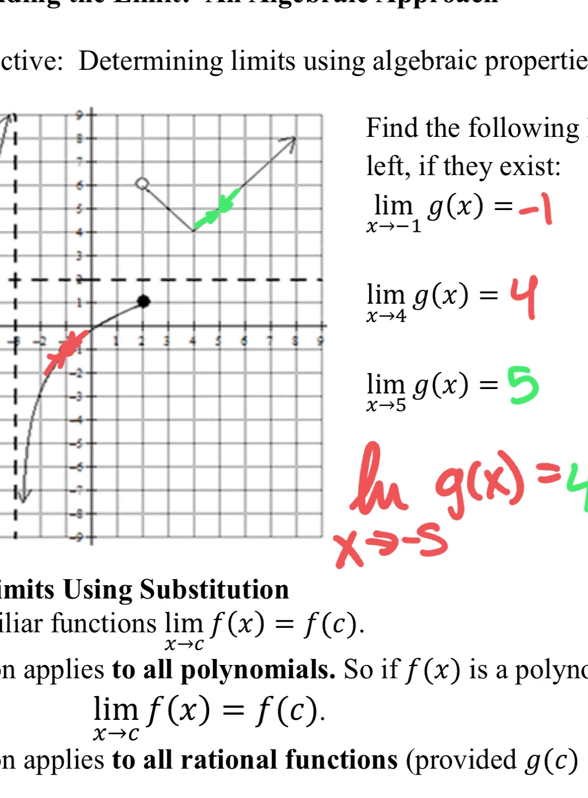Well, what's convenient is that most of the functions we look at are continuous functions, or they're continuous on their domains. And as long as the function is continuous, the function value will be the same as the limit, okay? So all you have to do in order to find the limit is find the function value. And we know how to find function values, right?